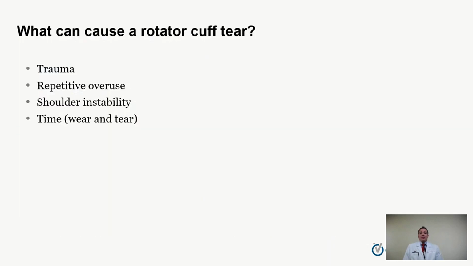So what causes a rotator cuff tear? People talk about rotator cuff tears in the general population all the time, but it can be the result of trauma, such as dislocating your shoulder can result in a rotator cuff tear. It can be a repetitive overuse injury. It can be the result of chronic shoulder instability. It can just be a wear and tear phenomenon. There's also a little bit of genetics in it.